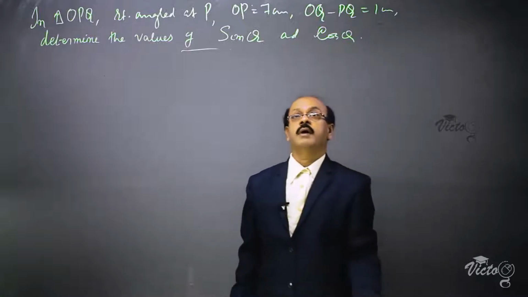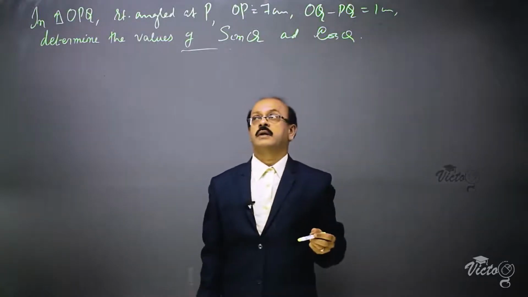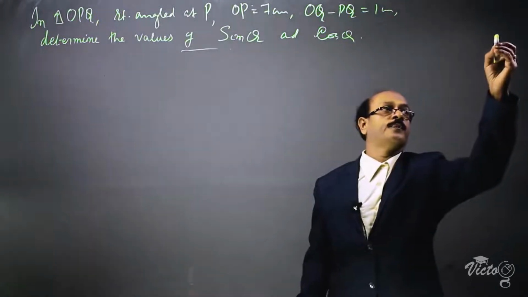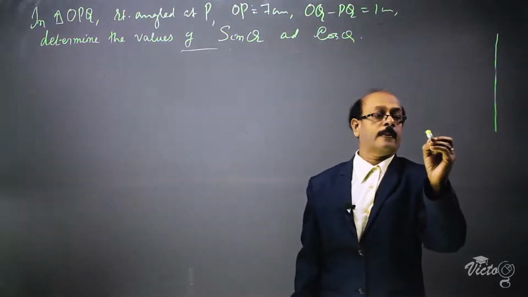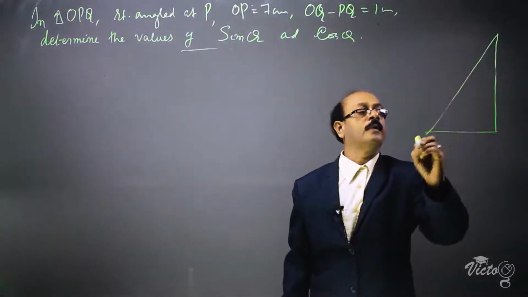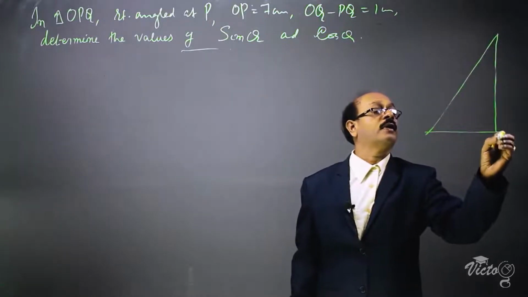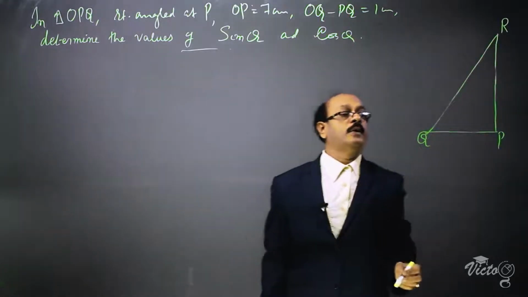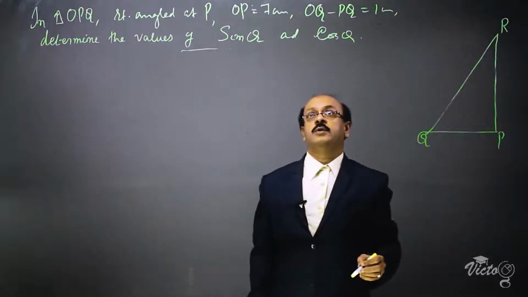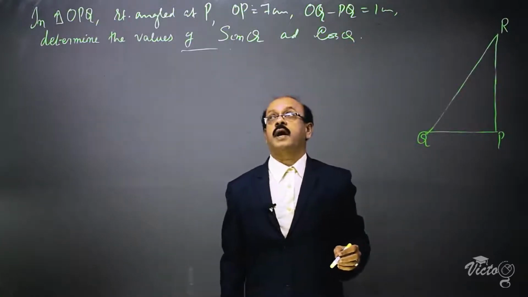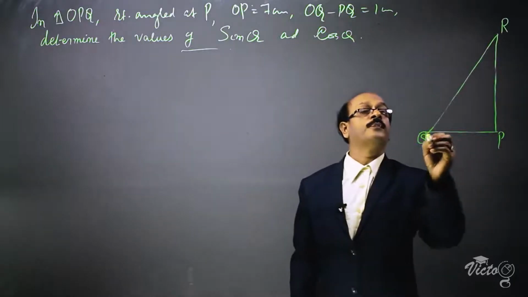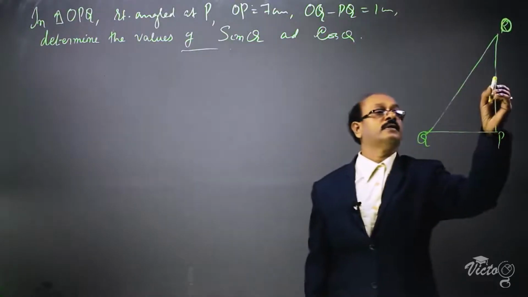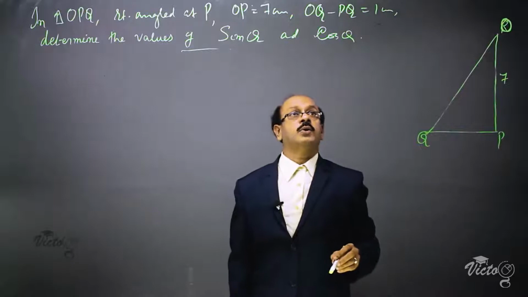Here also we have to draw a rough figure with the given information. In triangle OPQ, it is right angled at P. It is given that the right angle is P. So draw here it is P, now Q, it is R. PQR. Now, OP is equal to 7 centimeter. It is given. The triangle is OPQ, it is O. Now, it is given OP is equal to 7 centimeter. This is 7 centimeter.